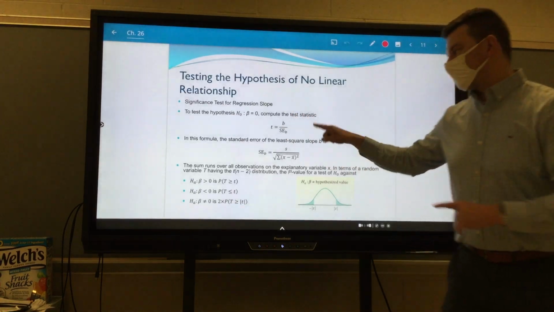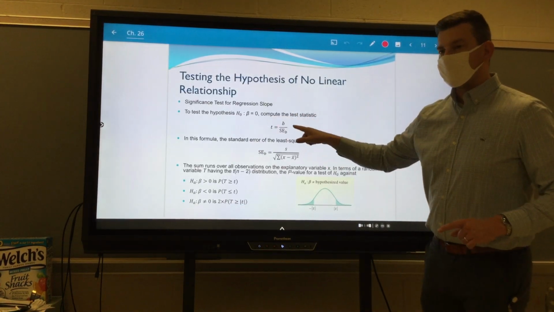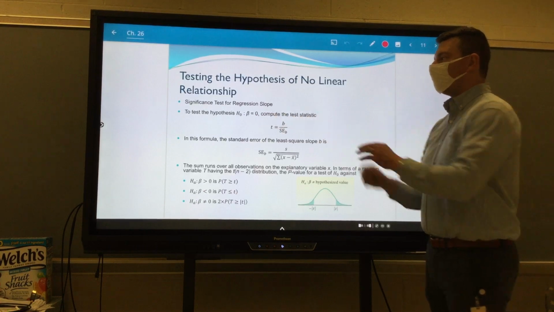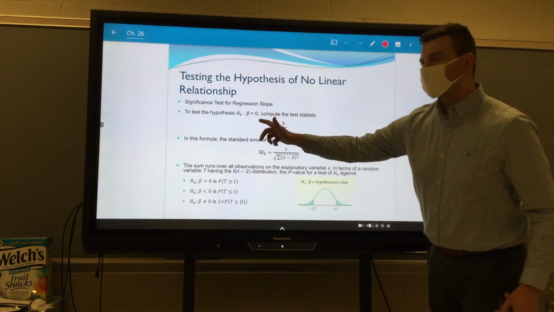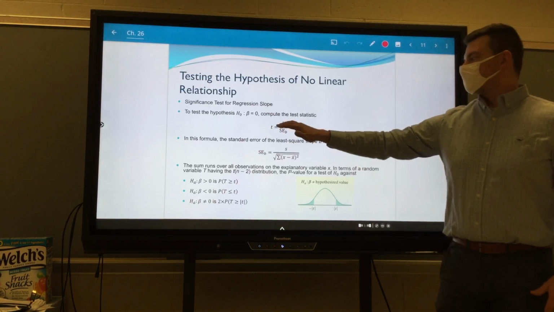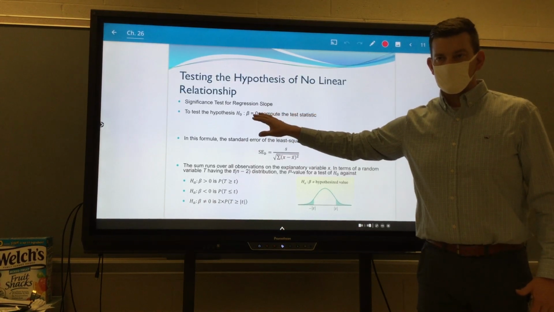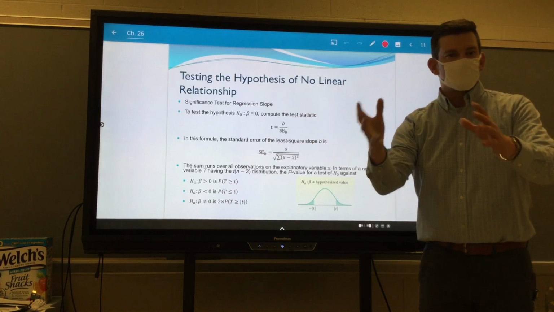So think about what this is saying. When you have a null hypothesis where you're saying the population model's slope is 0, in other words, you're saying that there is no linear relationship in the population for this data set.